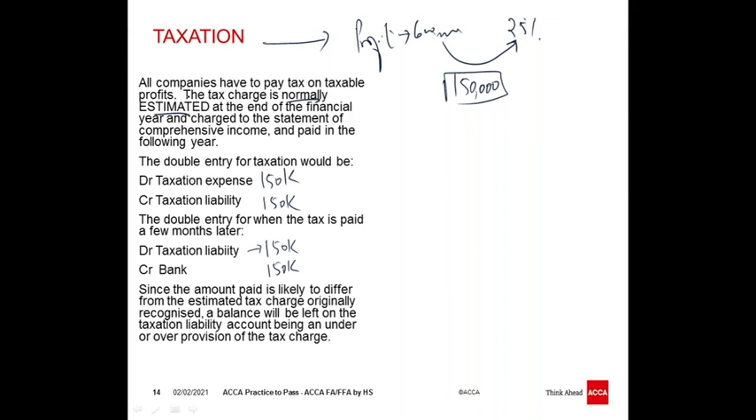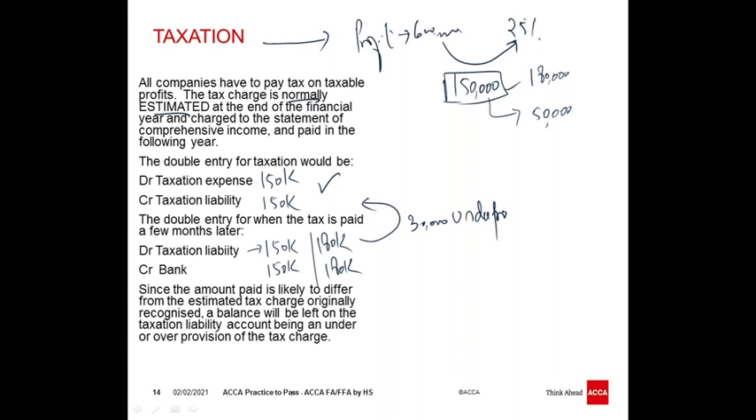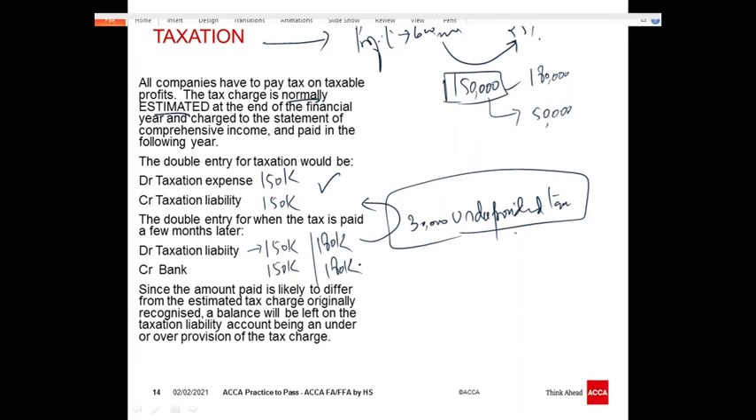It might be possible that the taxation authorities will accept this tax, or they will say that the amount of the tax is 180,000, it's not 150, or they might say that the amount of the tax might be 50,000. So it all depends on the tax rules that they have applied. So we have estimated a tax of 150,000, but on the settlement date, they might ask you to pay 180,000 tax. So this 30,000 tax is called underprovided tax, because we have paid the more amount, but charged in the taxation expense 30,000 less amount.